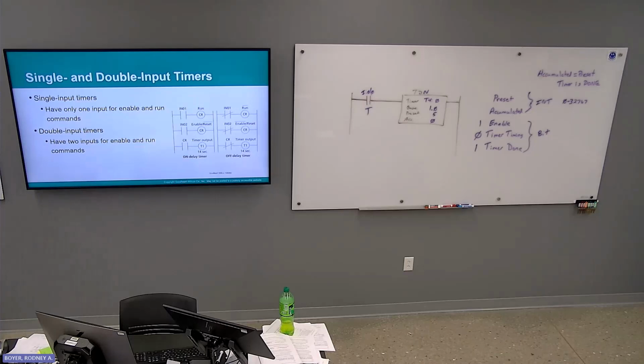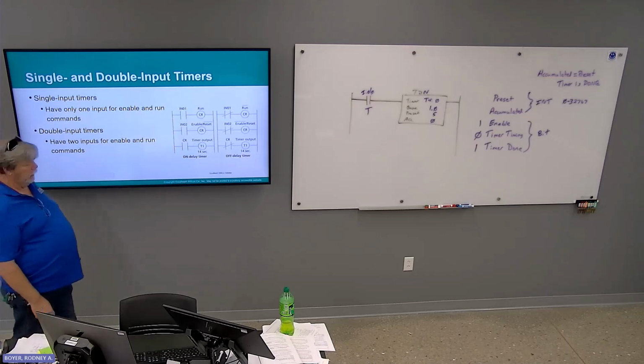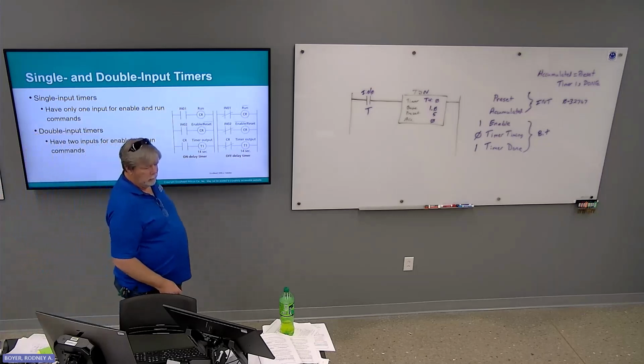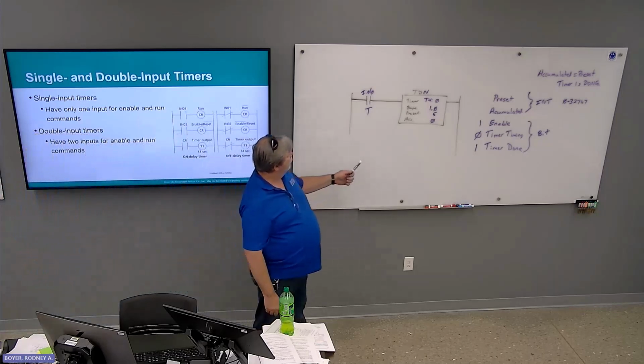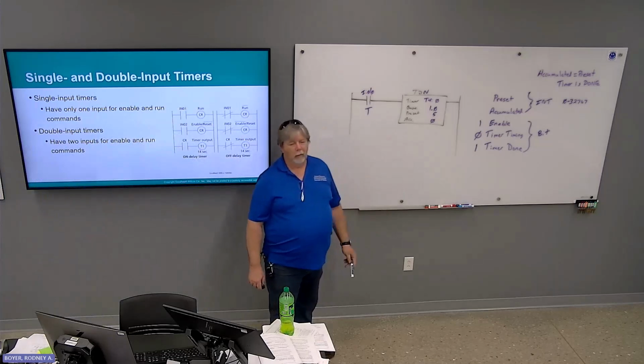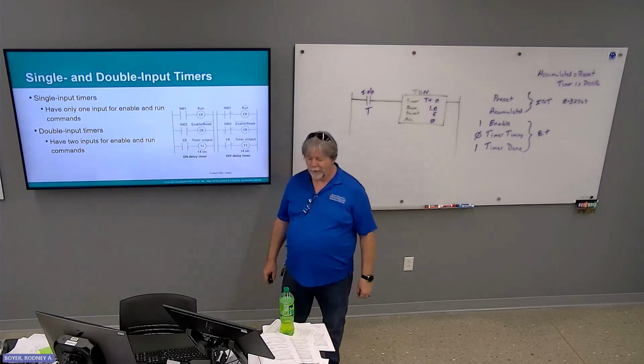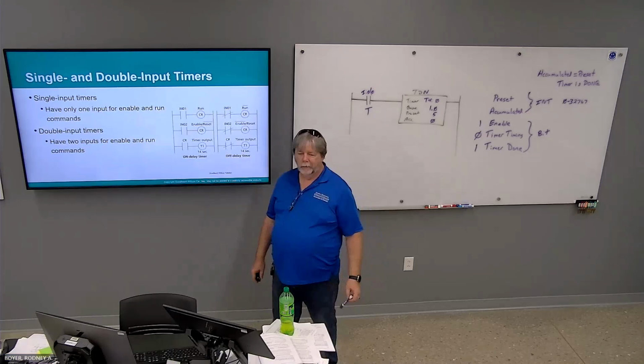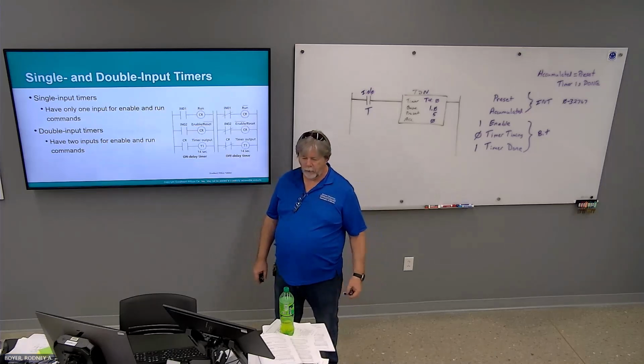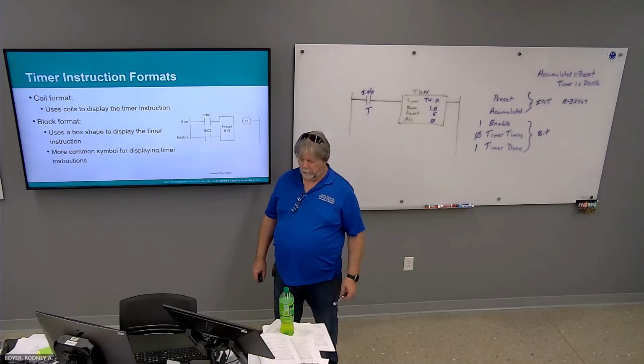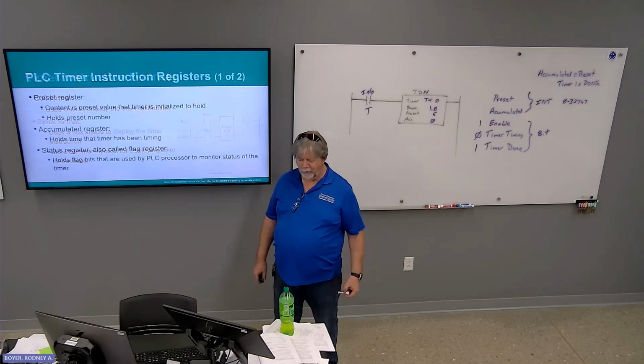Single input timers have only one input for enable and run, and dual or double input timers have 2 inputs, one for enable and a different one for run. Rockwell timers are only single input. There is no separate input for enable and run. That's the block format for a dual input that we're not using.